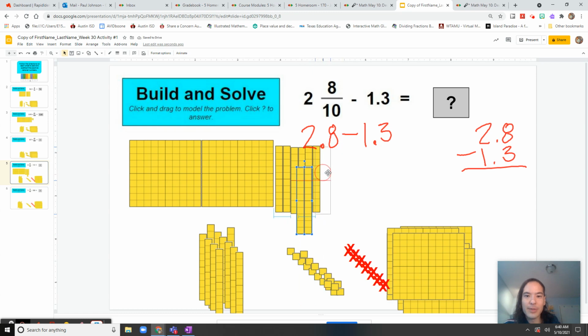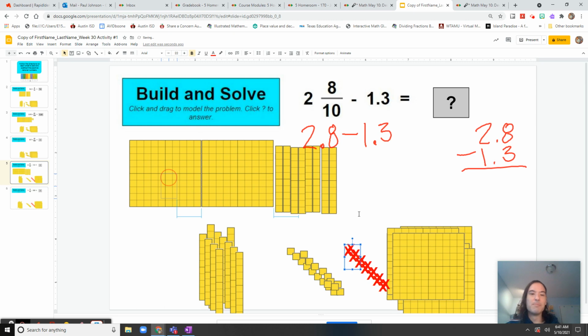And what we need to do is we're going to subtract 1 and 3/10. So I'm going to take a red X. Hopefully they're on the top layer. My computer's slowing down. Hopefully your computer doesn't slow down as much as mine has.